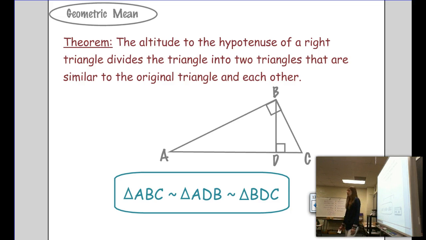Similar triangles. Thank you again, Ashley. 3 similar triangles. So I'll give you a moment to fill in the blanks on your notes.